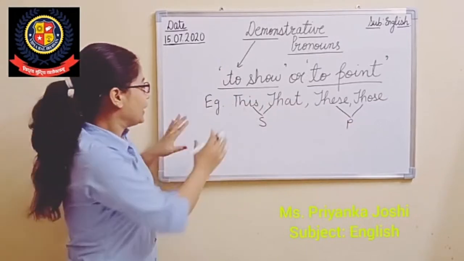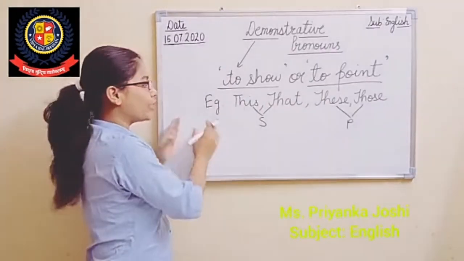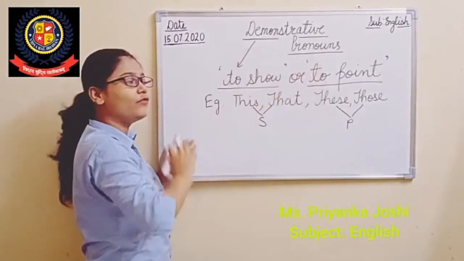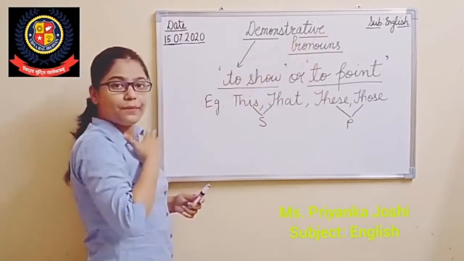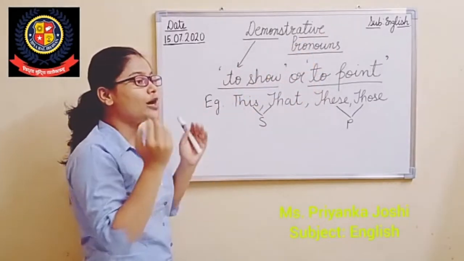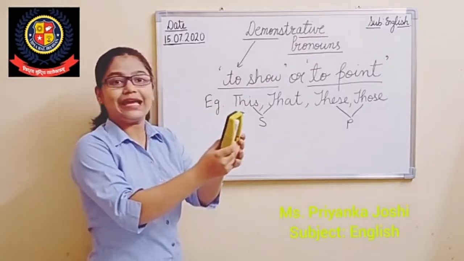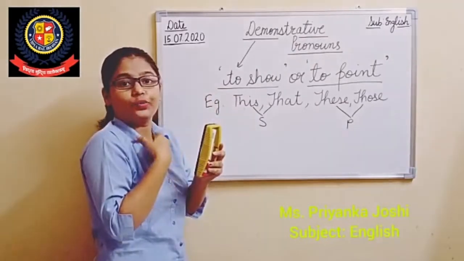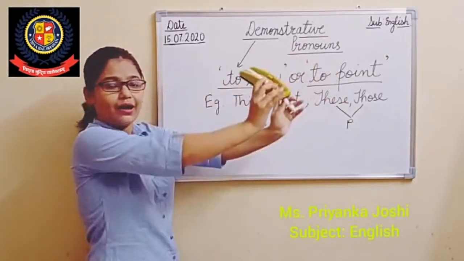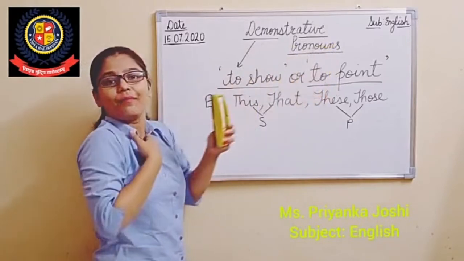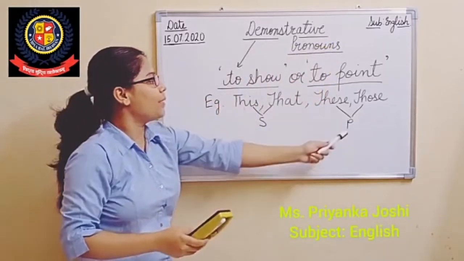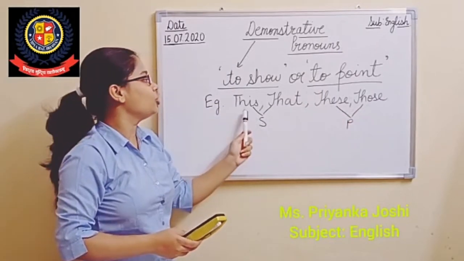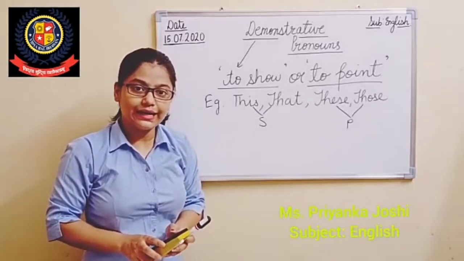So if I say this is my board, I am talking about a thing which is near to me, right? And if that singular thing is far, I will say that is my board, right? If I talk about plural, I will say these things are mine, right? I am talking about some plural things and these are near to me. And if they are far, I will say those things are mine, right? So when we talk about plural, we make use of these, those. And when we talk about singular, we make use of this and that, right?